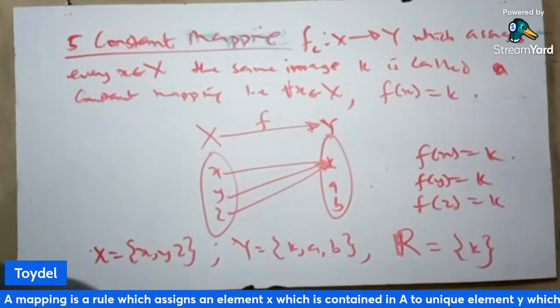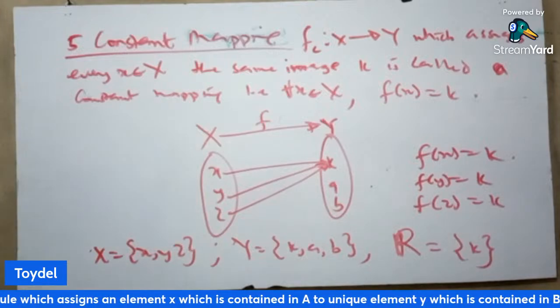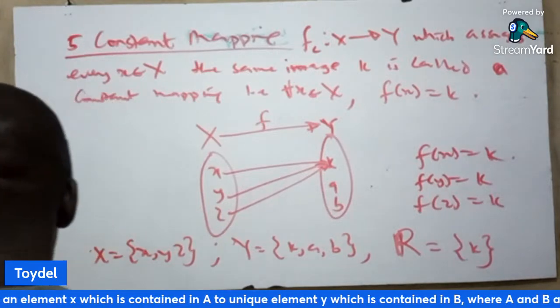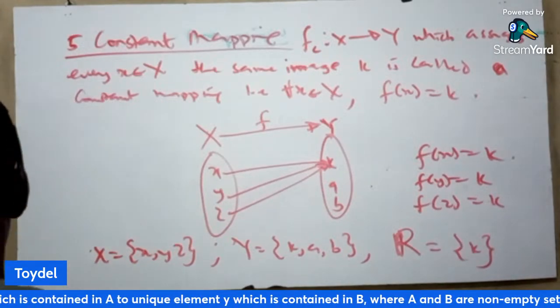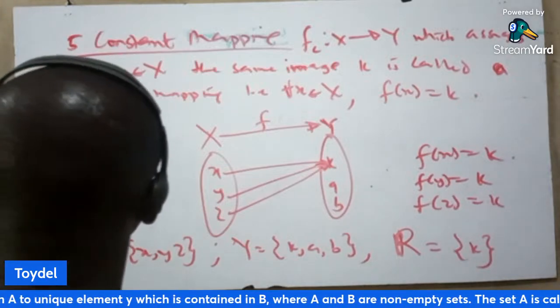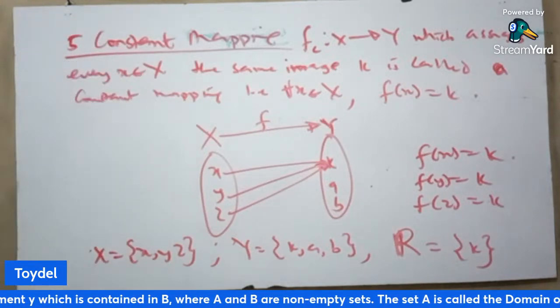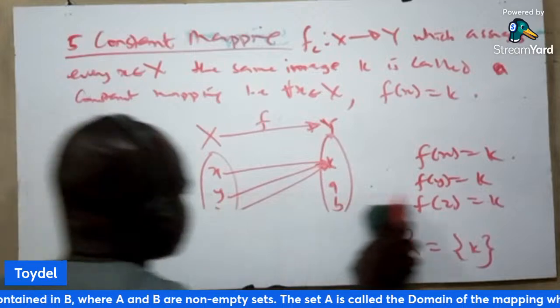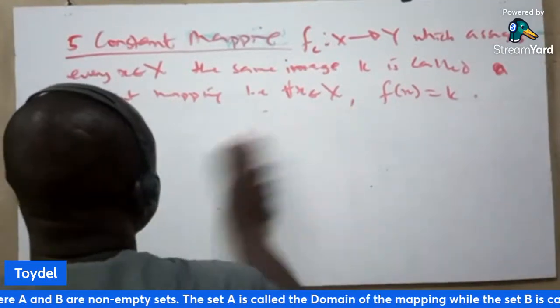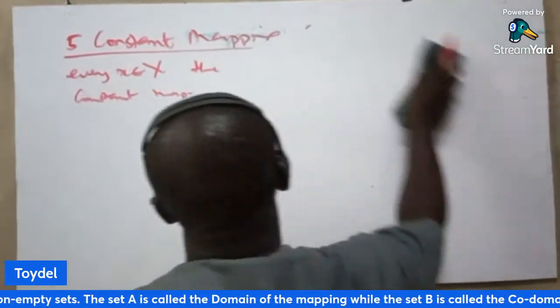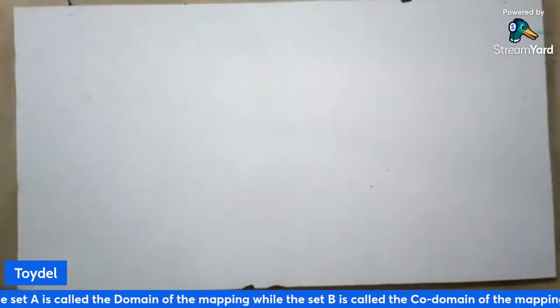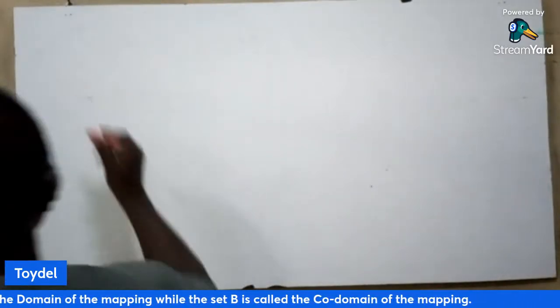So I've been able to introduce mapping and the five types of mapping. So let me take one or two examples, then we close the class for today. We'll continue the concept of mapping from there in our next class.